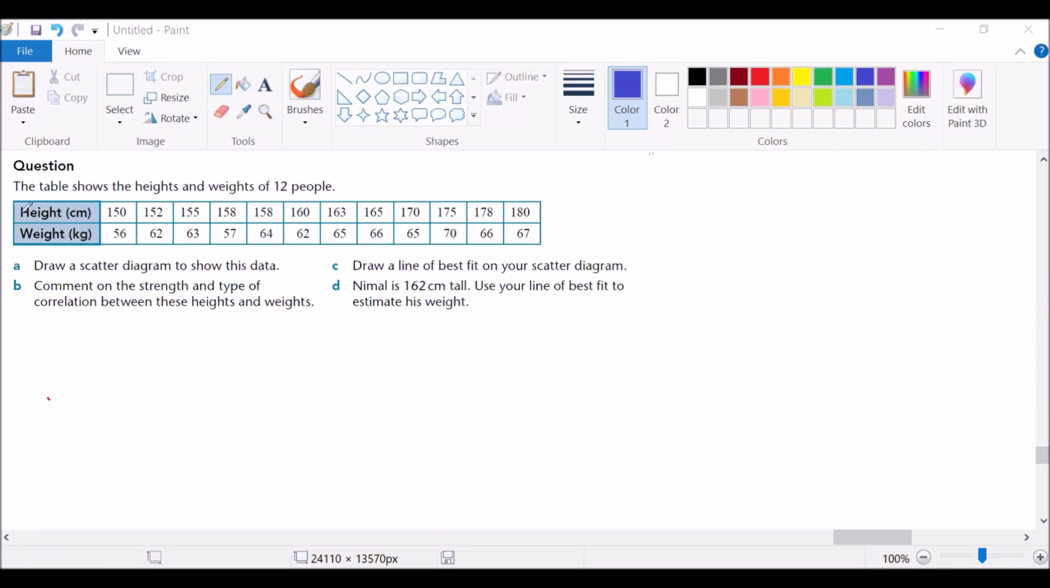Let's look at this question. The table shows the heights and weights of 12 people. Draw a scatter diagram to show this data. So our height is in this row, our weight is in this row. When we are given a table like that, the first set of data will be our X values, and the second set of data will be our Y values. And for our X values, we are ranging from 150 centimeters to 180 centimeters.